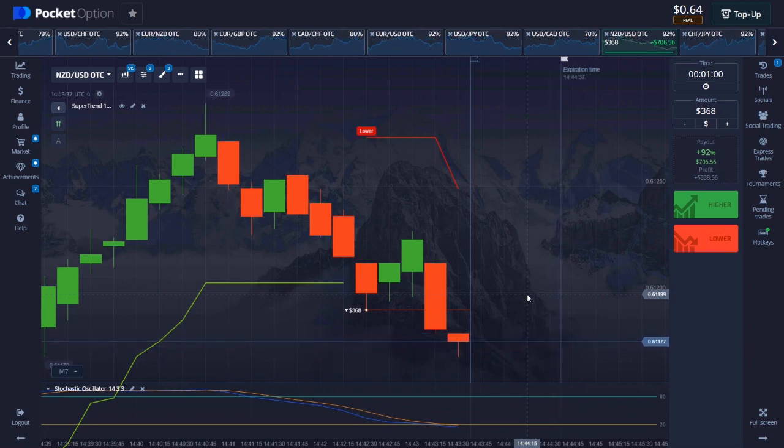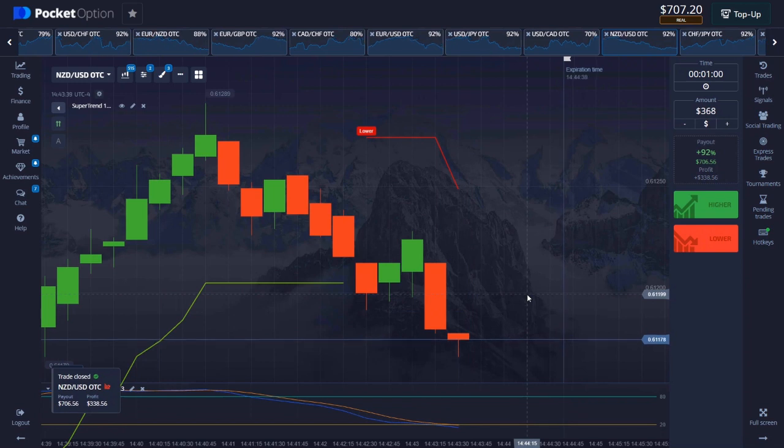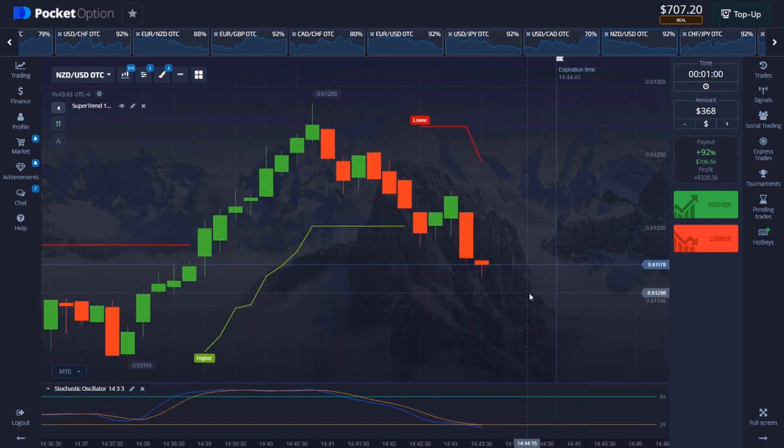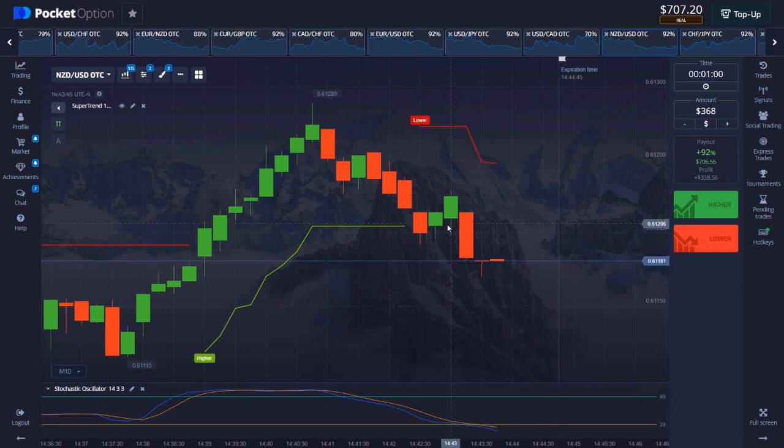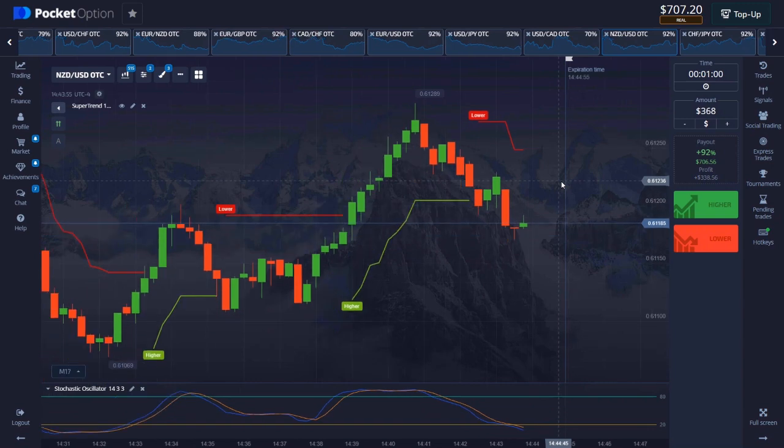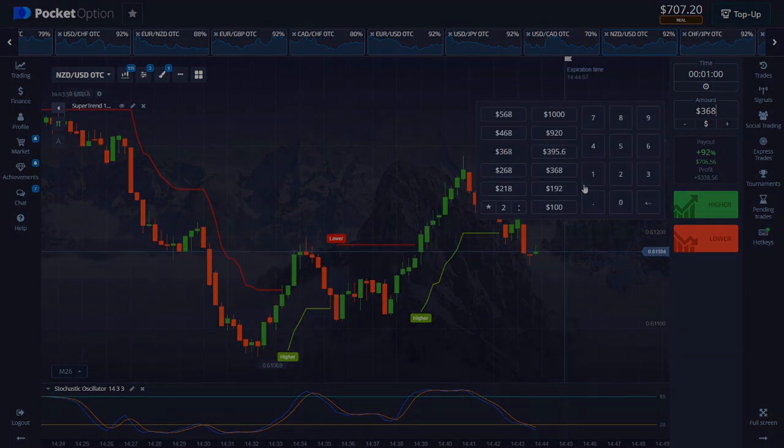So, friends, with $707 on our balance, as you can see, there was a slight correction and it would seem that the transaction would most likely go negative, but nevertheless, the expiration time did not let us down. We placed it correctly and the deal turned into a profit. Let's move on to the next asset and open a new trade.